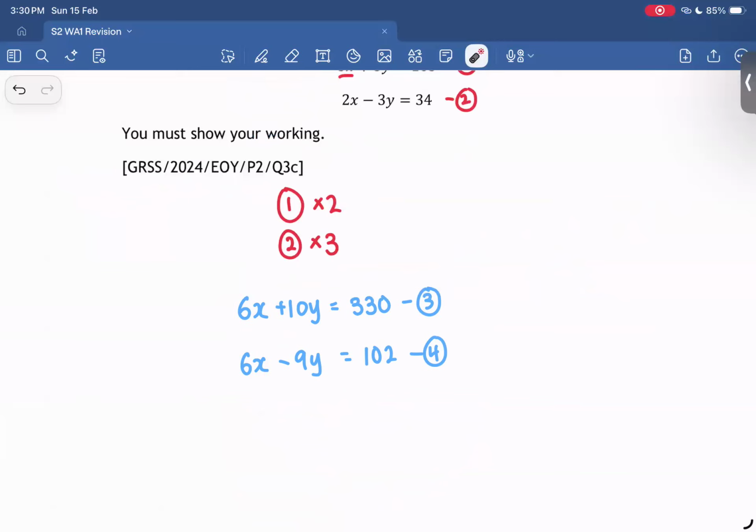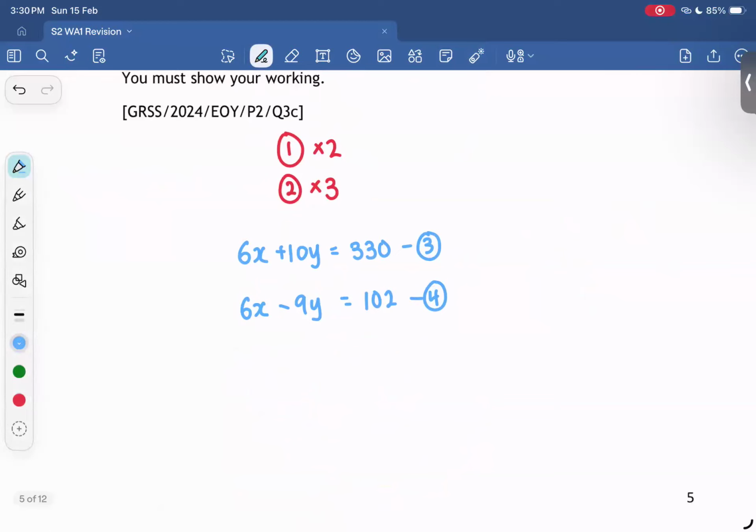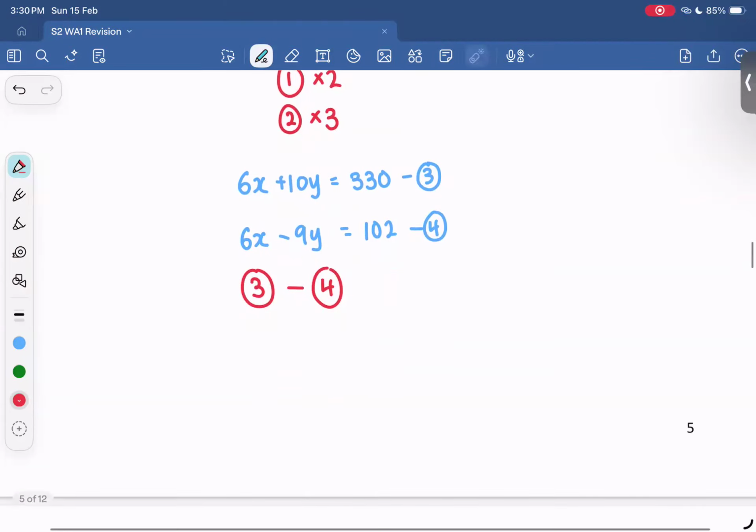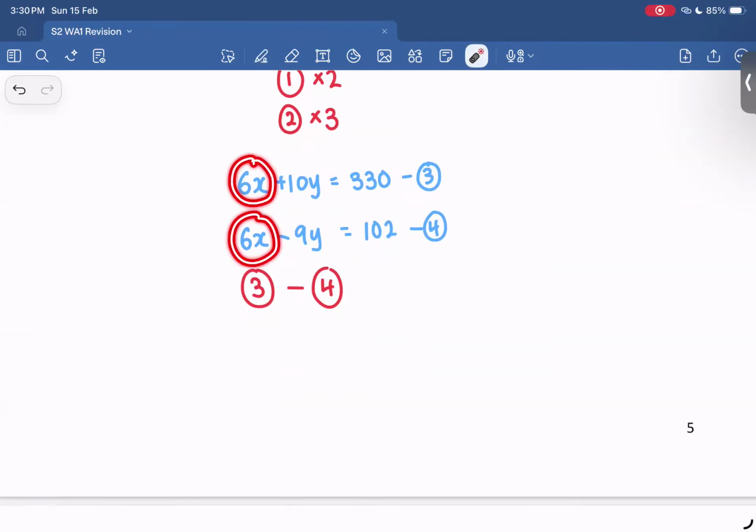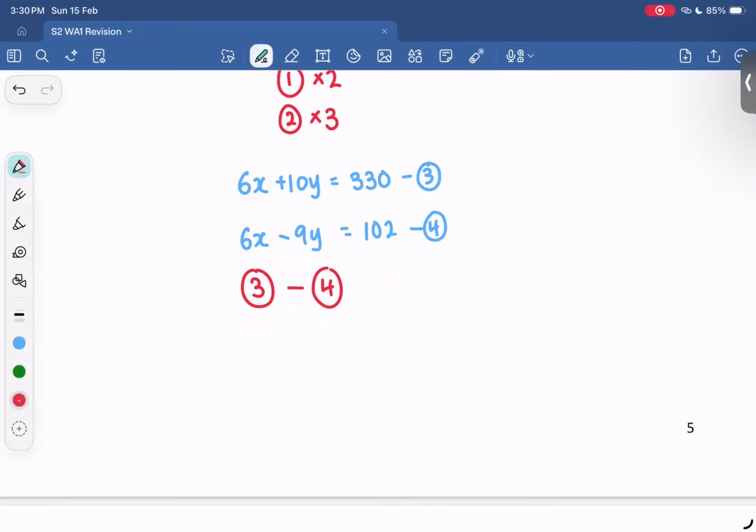It becomes 12x. So instead of adding, this time, I will take equation number 3 and I subtract equation number 4. Any of the terms, 6x, 10y, 330, I will minus it with the number at the bottom. So this is where the first careless mistake students will do. They see, easy lah, 6x minus 6x equals 0. I don't write down anything. 10y, I will minus 9y. And then after that, 330 minus 102.